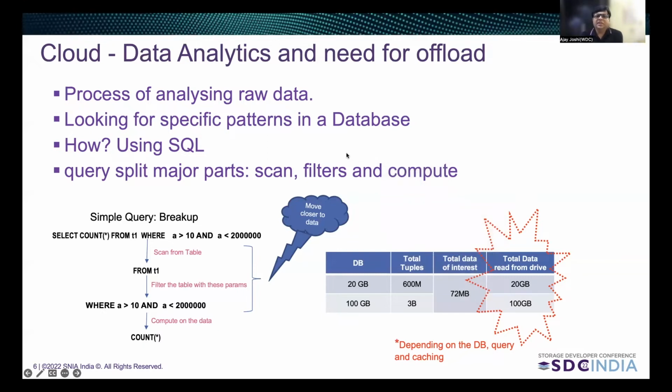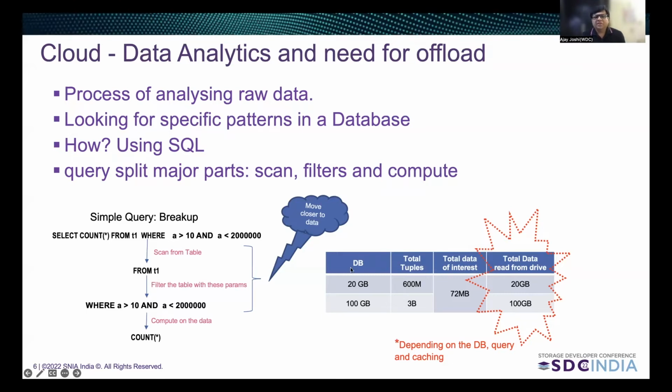The query can be split into three different parts: scans, filters, and the compute part itself. For example, in a simple query, we have a table T1 where we're trying to look for a data value greater than 10 and less than 2 million. And then after that, we're trying to count how many of them are there. So basically the three parts are scanning from the table T1, filtering the data based on the filter requirements, and computing on this data.